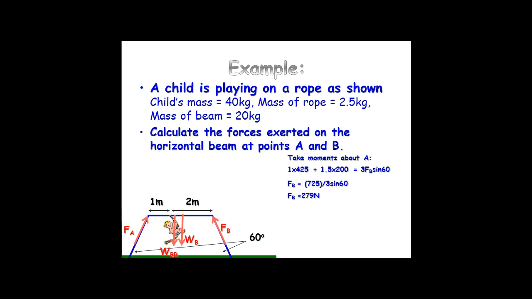Now we expect this one to be smaller than that one because the combined weights are closer to F_A than F_B. Okay, same process, moments about B. This takes B out of the equation, makes that the pivot point. We get 2 meters, the distance, multiplied by the weight of the buoy and the rope, and 1.5 again to the center of mass of the beam, and that's equal to 3 times the vertical component of this force. So rearranging, we get F_A equals 442.64 newtons.